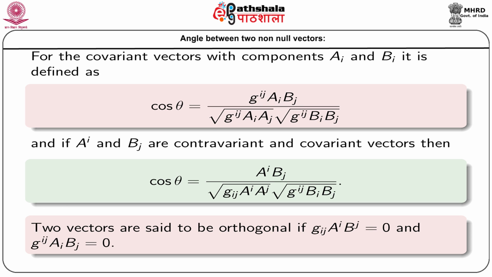Now, two vectors are said to be orthogonal if g_{ij} a^i b^j or g^{ij} a_i b_j equals 0. That means theta will be pi by 2. So, this is the condition for orthogonality of two vectors in a Riemannian space, that g_{ij} a^i b^j equals 0.